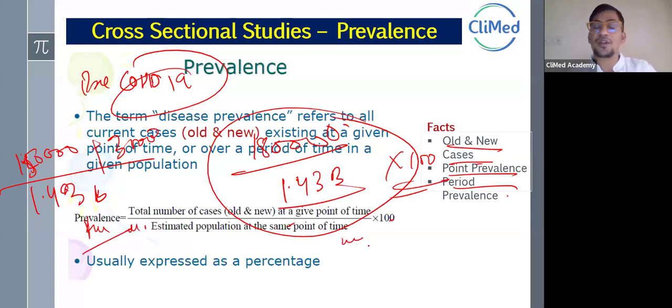What was the prevalence of COVID in 1 week, 1 year? So the terms are similar, but the definition is different. Incidence means only new cases, prevalence means old and new cases, both. Okay, guys, both at the point of time under the different population. So incidence is counted in the thousand and prevalence is counted in the percentage.